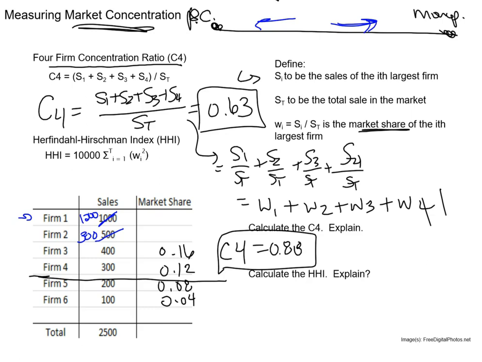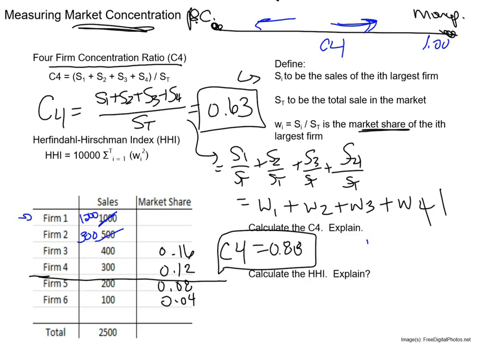To think about this spectrum, we can also think about what the endpoint values are. If we did have a monopoly, what value of C4 would it take? Think about this real quick. If we have a monopoly, the C4 is the market share of the top four firms. If we've got a monopoly, there's only one firm. What's that monopolist's market share? One.